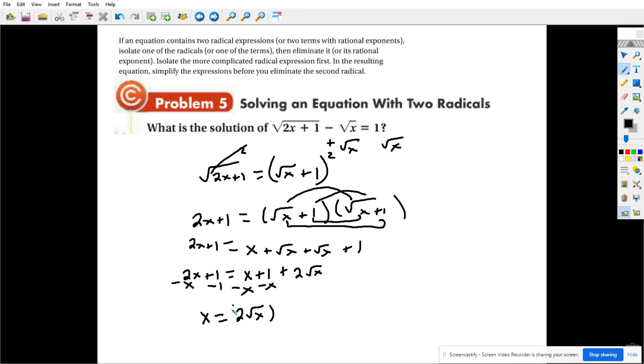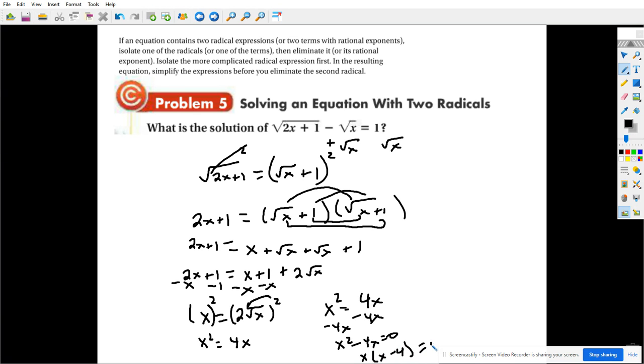At this point, I can square both sides again. So I've got x squared equals, make sure you square both of those, 4, and the square root of x squared is just x. So that got rid of my radical. So now I'm left with x squared equals 4x. I'm going to subtract 4x and set it equal to 0. So I've got x squared minus 4x equals 0. I'm going to factor out an x. It's going to give me x minus 4 equals 0.